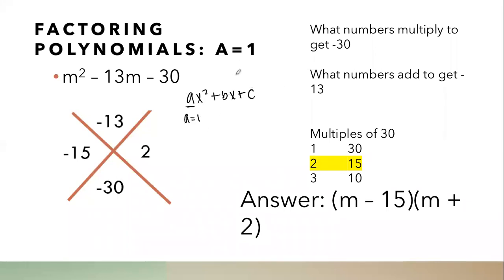X method. The X method says I can put the B value on top of the X and the C value on the bottom. And I'm trying to find two numbers that add to get me the B value, but multiply to get me the C value. Does this sound familiar? Yeah. I hope so.